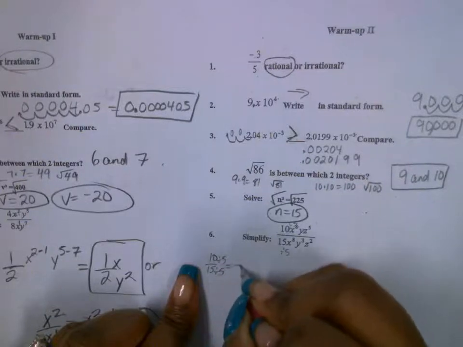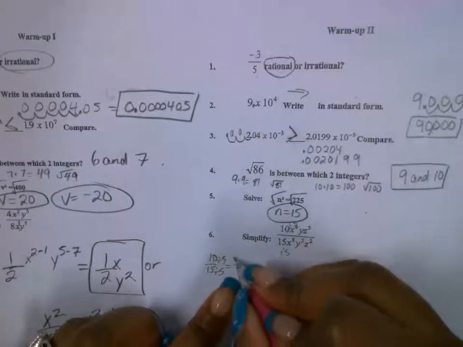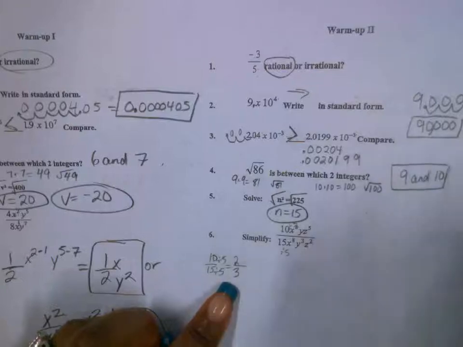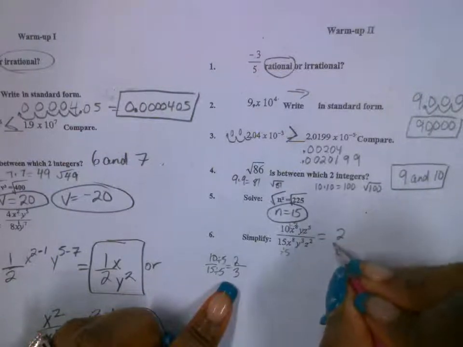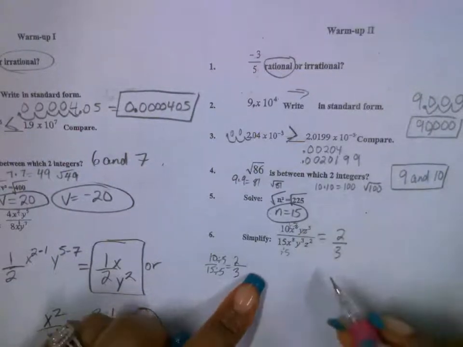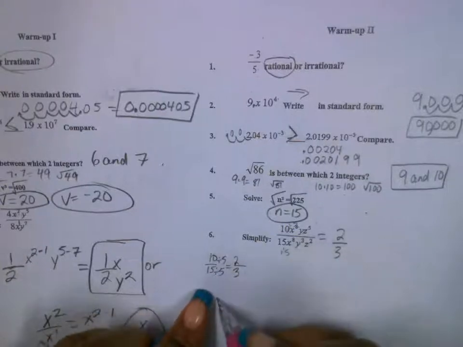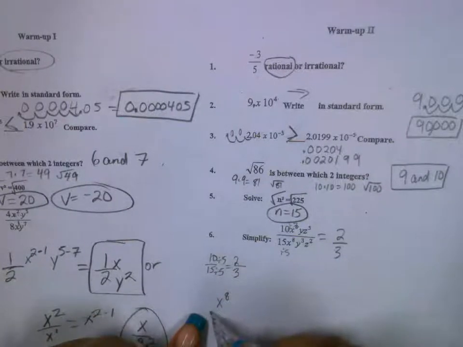And that gives me what as a fraction? 2 over 3. So I have 2 over 3. So now I can do this out to the side. We got x to the 8th power over x to the 8th power.